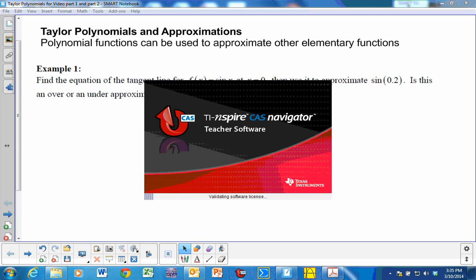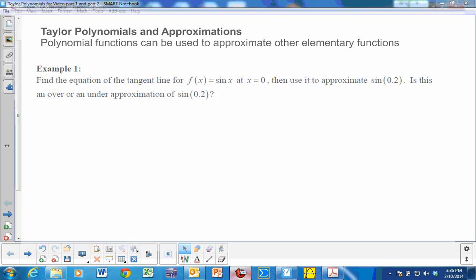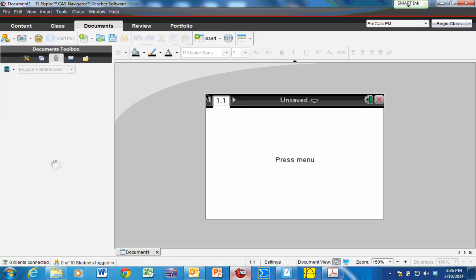We remember, and this is a good review for us, if we want to write an equation of any line, we need the slope, and then we need a point. To write the equation of a tangent line, we're going to find the derivative first. Or you can do that on your paper. Find the derivative of sine x.